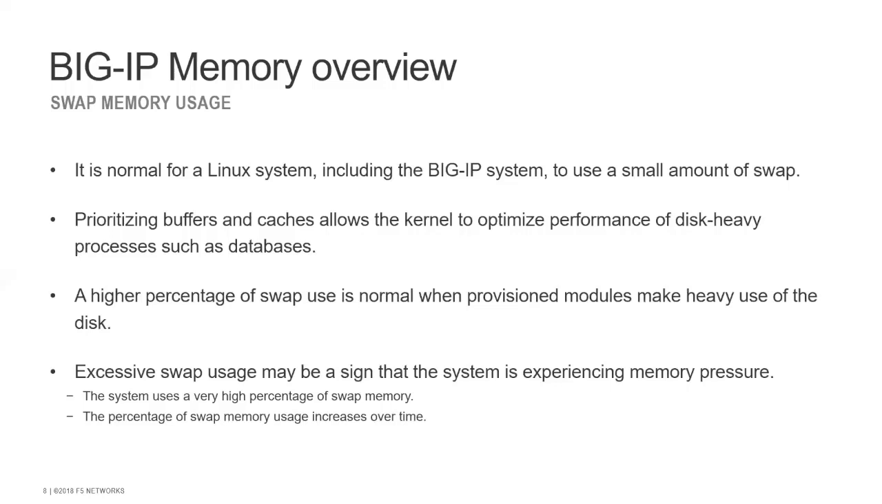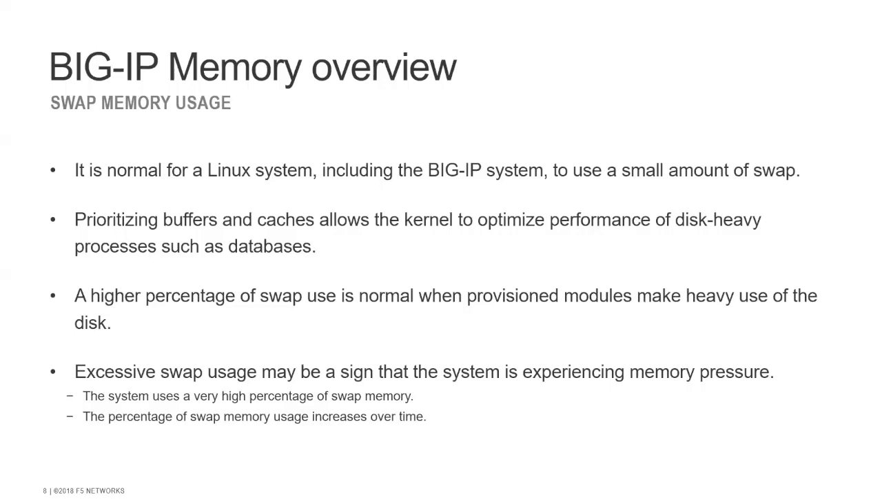The following information on this slide summarizes the swap memory usage. It is normal for Linux systems, including the BIG-IP system, to use small amounts of swap. The Linux kernel sometimes prefers to swap idle processes' memory to disk, so that more physical memory is available for more active processes, buffers, and cache. Physical memory is much faster than swap. Prioritizing buffers and cache allows the kernel to optimize performance of disk-heavy processes such as databases.